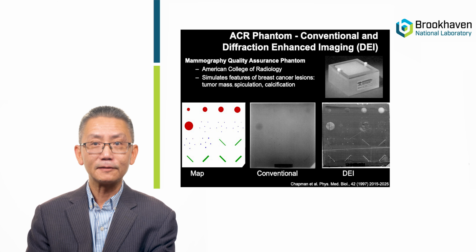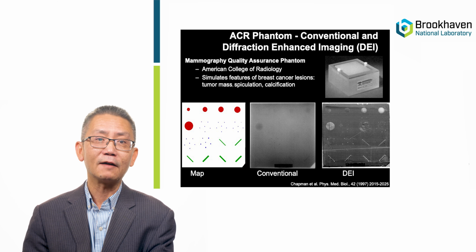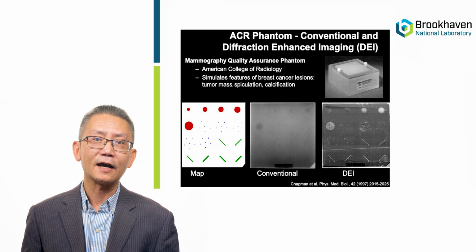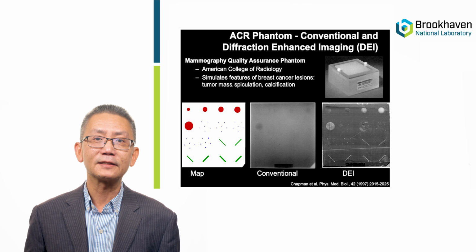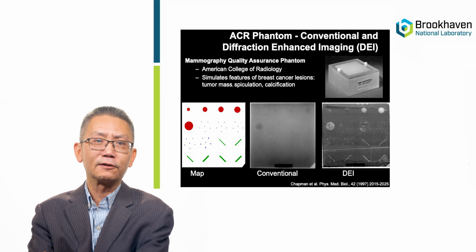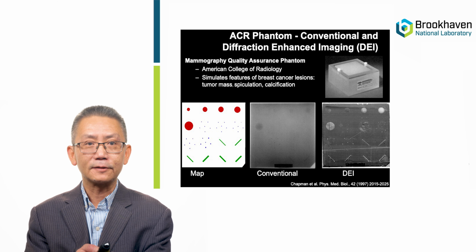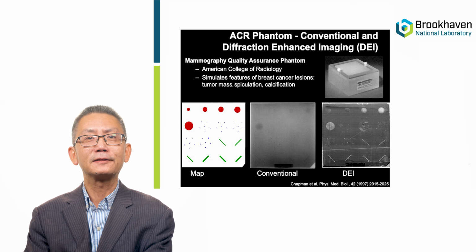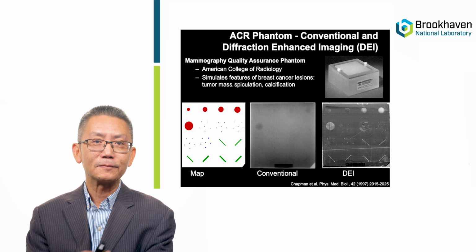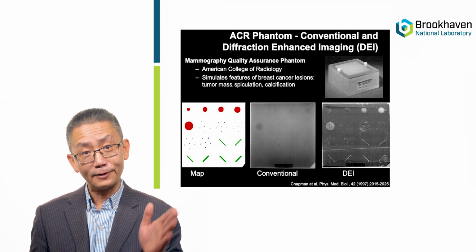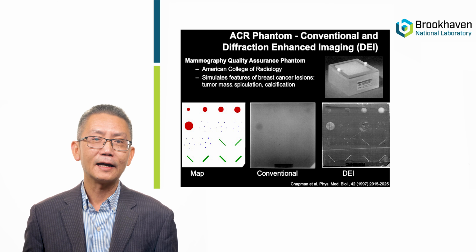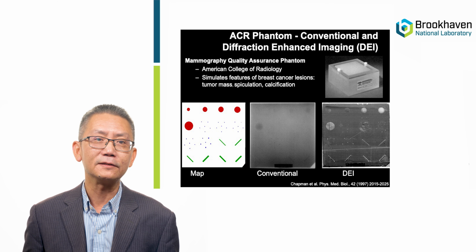On the lower left, you see a map of the phantom. Basically, it has features that simulate lesions in breast cancer. That's what radiologists look for. You see the tumor mass, those are the red dots. You see speculation, those are the green fibers. And you see the calcification.